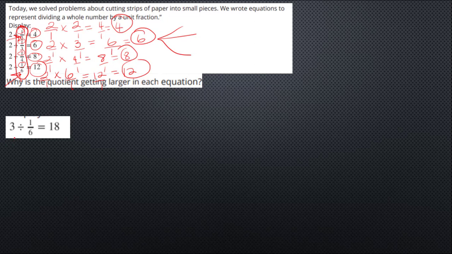Okay, so let's look at our problem here. We have 3 is our total. 1/6 is our in each. And we have 18 groups. How did they find the 18? Well, we have 3. That needs a 1 underneath it. Change to multiplication, flip the second fraction. That gives us 18/1, which is 18 wholes.